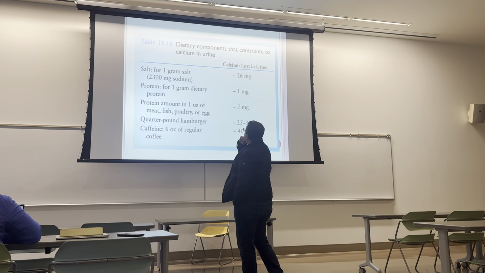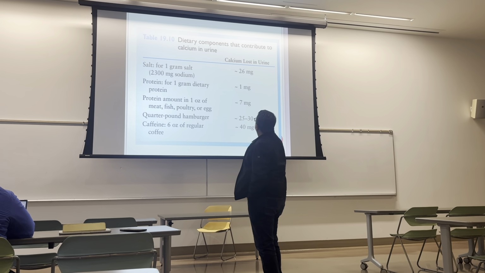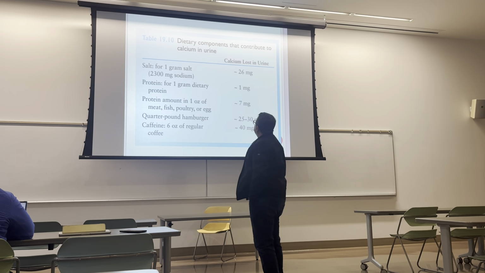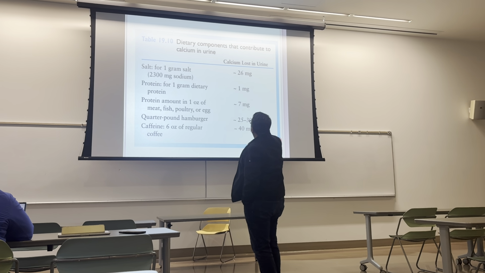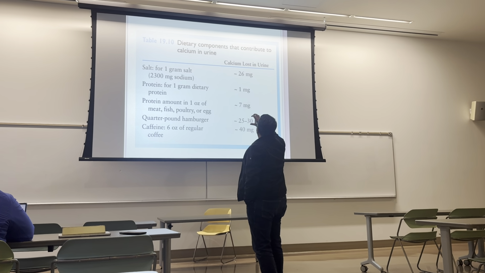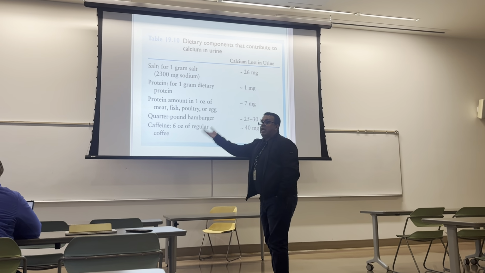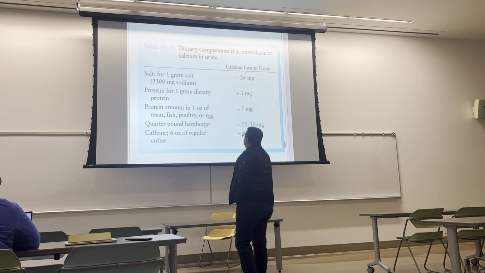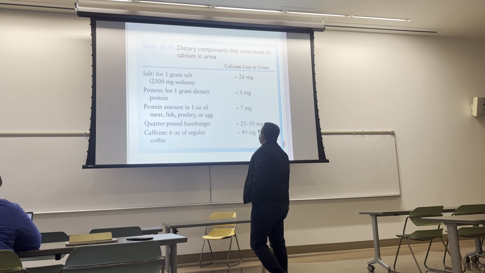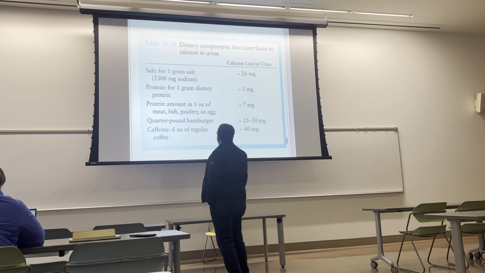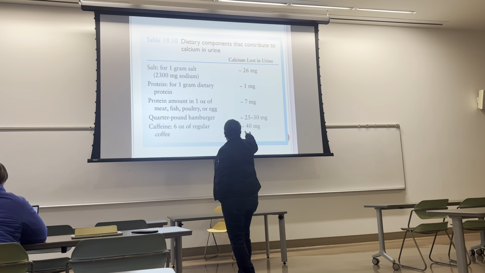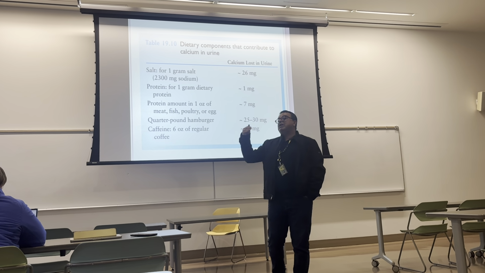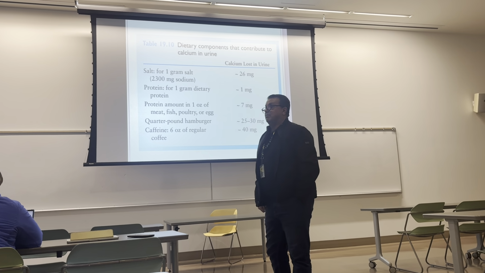Okay. Here, this is a picture from Nutrition Through the Life Cycle by Brown. It shows how much the escape of calcium in the urine is affected by certain foods. Look at the coffee, the caffeine, for example. Six ounces of regular coffee can lead to escape of 40 milligrams of calcium.